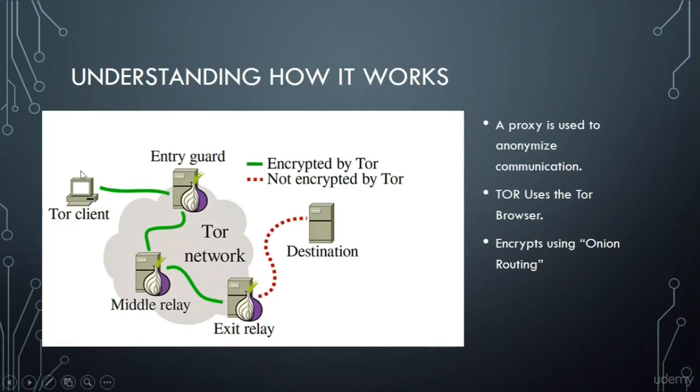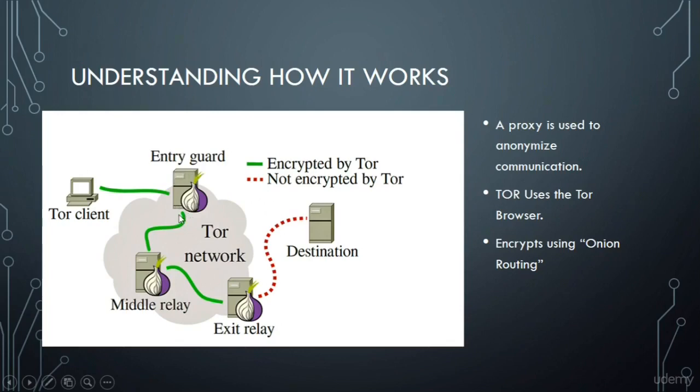Now, as you can see, this is you basically. You are the Tor client. Now, the Tor client is going to go through a node. The first node is always going to be permanent. It's going to be the same node every time. I'll explain what a node means later. So basically, this is the entry guard, which is the first node.